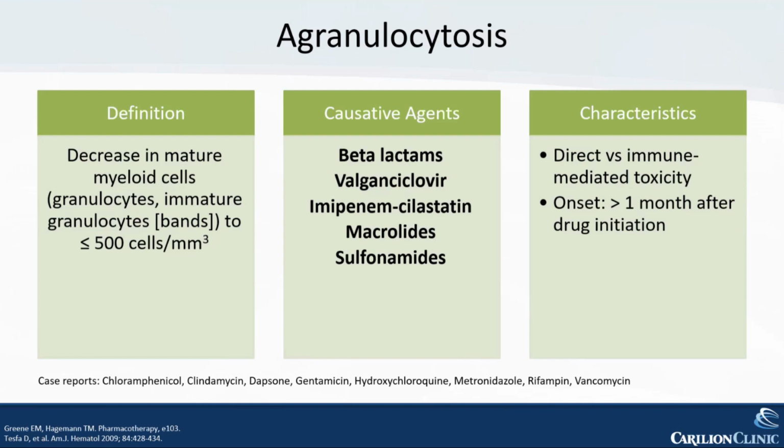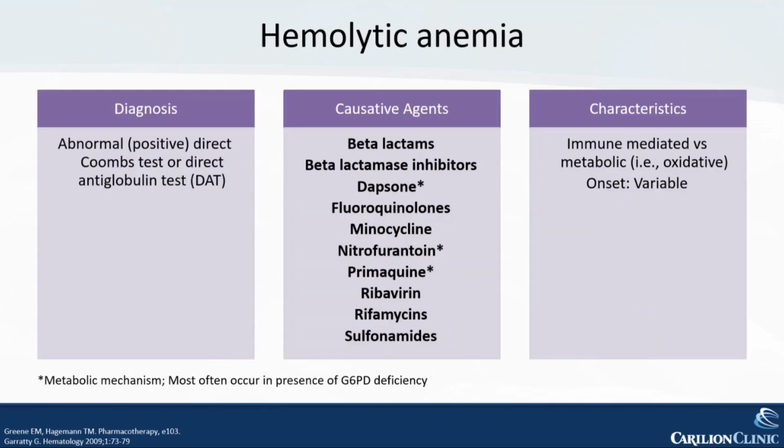In terms of agranulocytosis, where we see a decrease in our mature myeloid cells, we can see multiple agents doing this. Beta-lactams, valganciclovir is well known to do this. Specifically, imipenem has some association with it, our macrolides and sulfonamides. There are other case reports down below, but less association than these other agents. This is a place where we're not entirely sure if it's always direct or some immune-mediated toxicity, and generally we're thinking really long courses, so over a month of treatment before we start seeing some of these side effects.